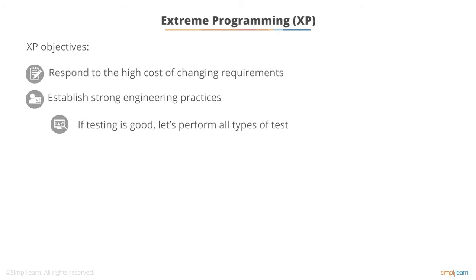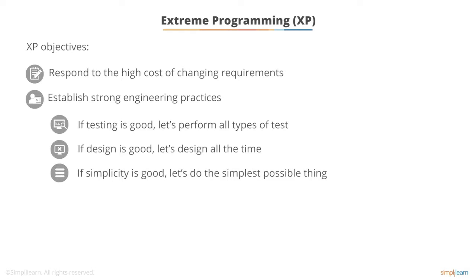For example, if testing is good, let's do unit testing, integration testing, and acceptance testing. If design is good, let's do design all the time and make sure we do retrospectives at the end of each iteration. If simplicity is good, let's eliminate anything that does not add value and make sure we always do the simplest thing. If review is good, let's continuously improve by making sure we do reviews and retrospectives at the end of each iteration.